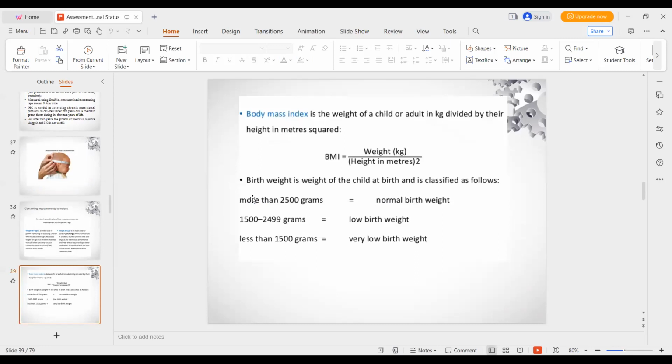Body mass index is the weight of the child or adult in kg divided by their height in meters squared. Birth weight is the weight of the child at birth and is classified as follows. Birth weight of more than 2500 grams is normal birth weight. Birth weight between 1500 and 2499 grams is low birth weight. Less than 1500 grams is very low birth weight.